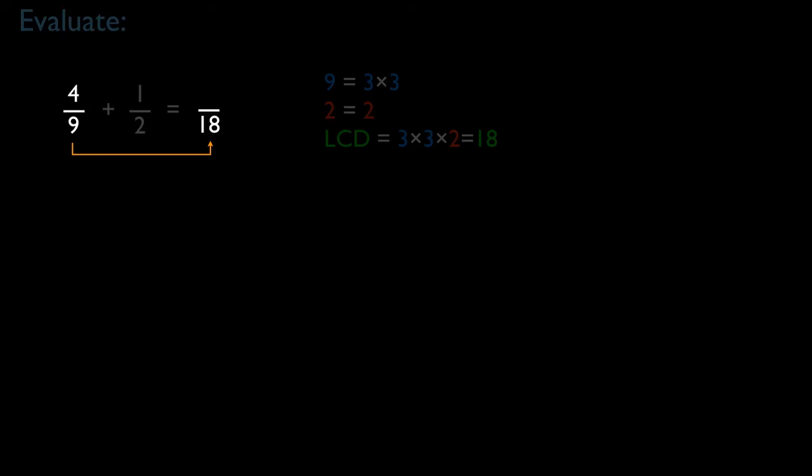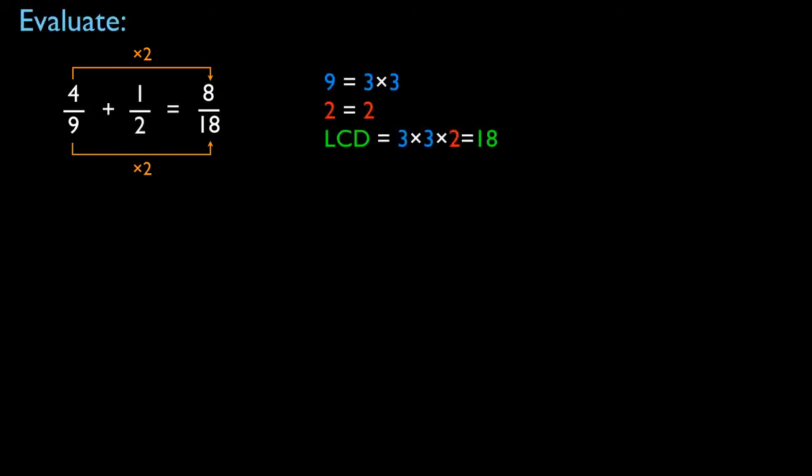Well, I do that by multiplying by 2. If I've done it to the denominator, I must do it to the numerator to keep the fraction equivalent. So I multiply the numerator by 2, leading to 8. So 4 over 9 is the same as 8 over 18.